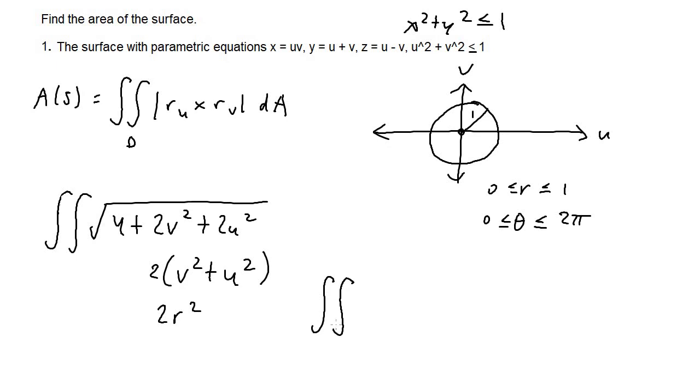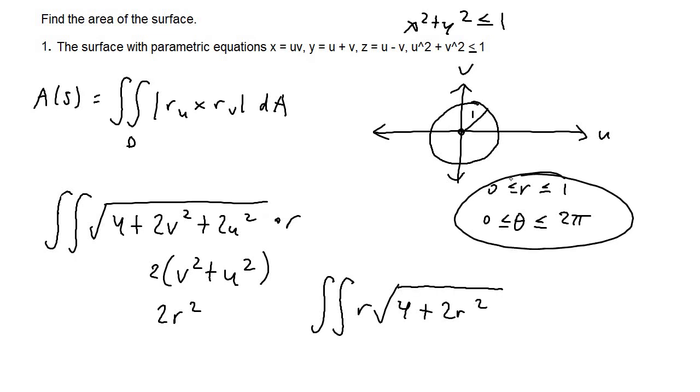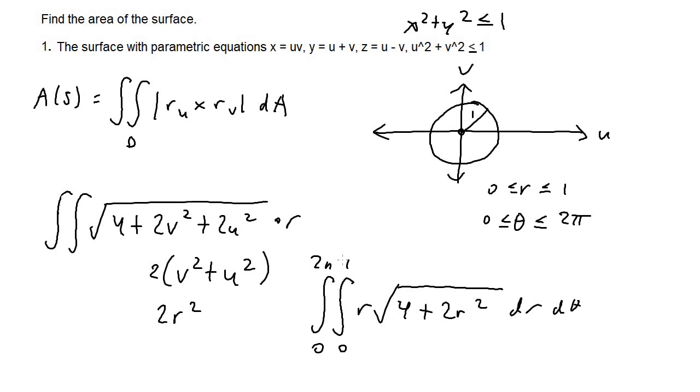Now when we convert polar coordinates in double integrals, we have to multiply by that extra r variable. So we have r times the square root of 4 plus, and then we simplify this entire thing down to 2r squared. So 4 plus 2r squared. And then once again, since both of the bounds don't have any variables in them, we can choose which one to put first. Let's just put the r bounds first. So from 0 to 1, we'll put dr, and then d theta, which go from 0 to 2 pi.